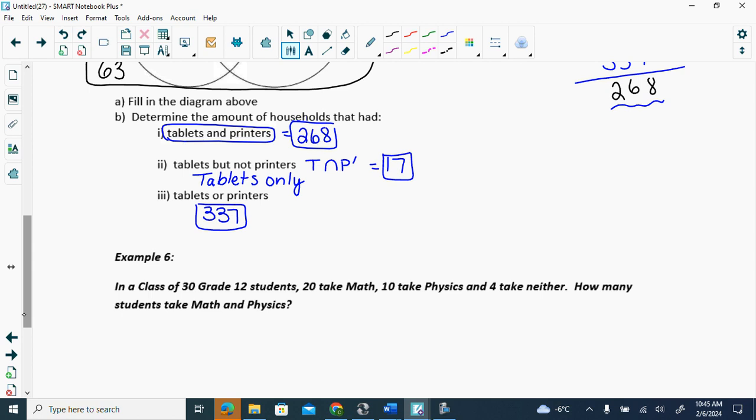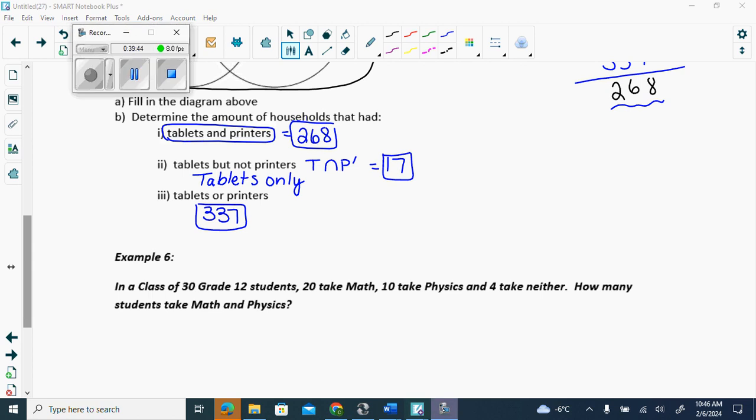Here's another one where I don't give you the and. I say there's 30 grade 12 students, 20 take math, 10 take physics, 4 take neither. How many take math and physics? So you're going to try this one out. You have to find the overlap.